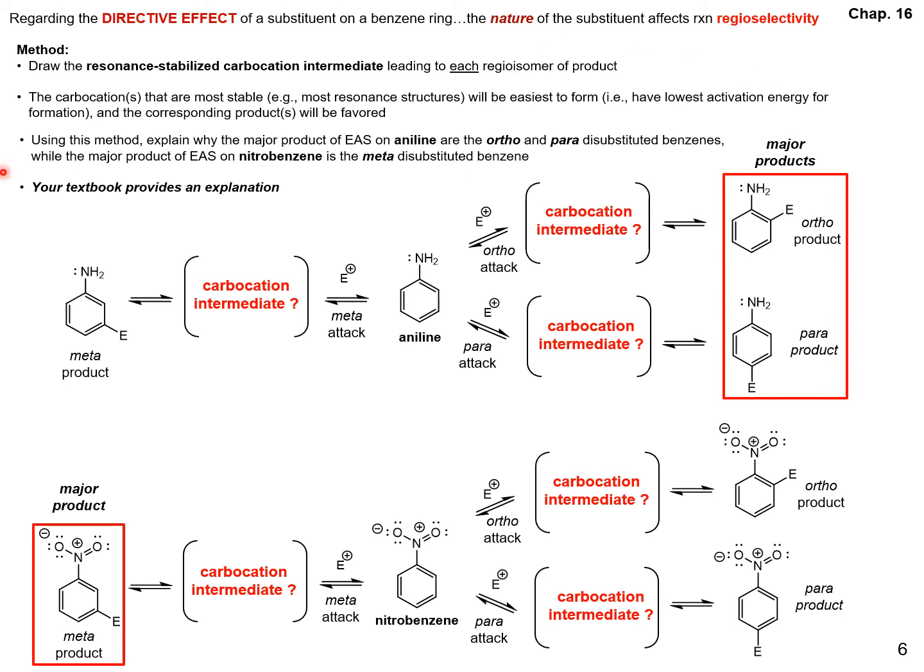So what you should do for what's shown on this page is use this method to explain why the major products of electrophilic aromatic substitution on aniline are the ortho and para disubstituted benzenes. These are the major products. While the major product for electrophilic aromatic substitution with some generic electrophile on nitrobenzene gives you predominantly the meta product. And your textbook will provide an explanation within the chapter.